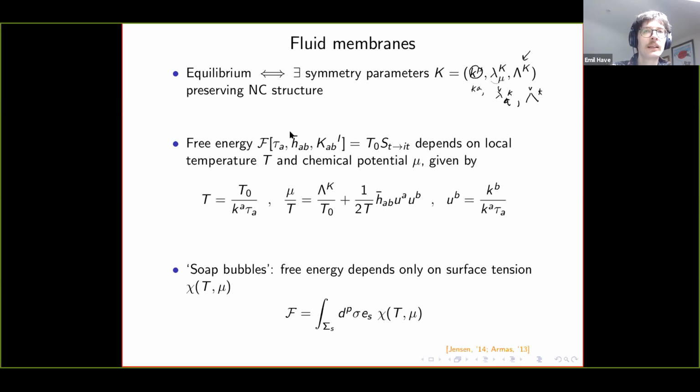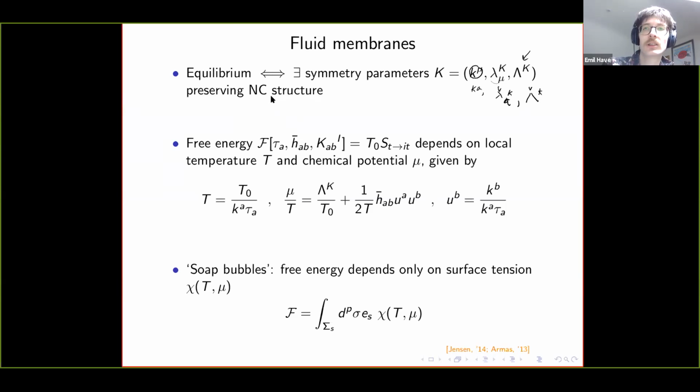So we do the usual thing. We construct a free energy by Wick rotating our action and compactifying the time with period 1 over T0, where T0 is some global temperature. And then we map the geometry to thermodynamics via these relations here. So we get a local temperature and a local chemical potential and a local fluid velocity along our membrane, right? So all these things are on our membrane that we embed in the ambient space. So this really constructs a notion of fluid membrane that comes from an action.